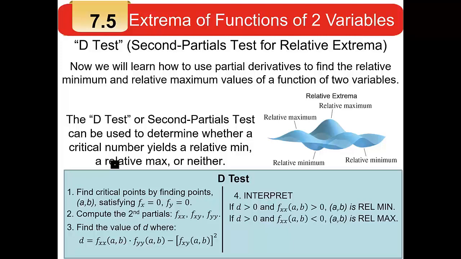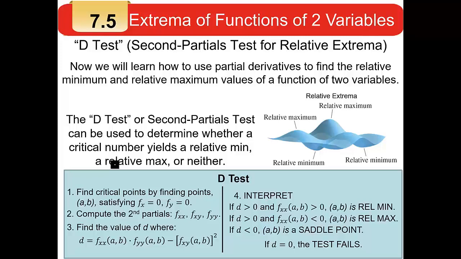If d is positive, but that xx second partial is negative, you found a relative maximum. If d is negative, then you found a saddle point. If d happens to be exactly 0, the test fails, and you can't tell what you've got there by using the d-test. There are other alternatives which we won't discuss, but the d-test itself fails.